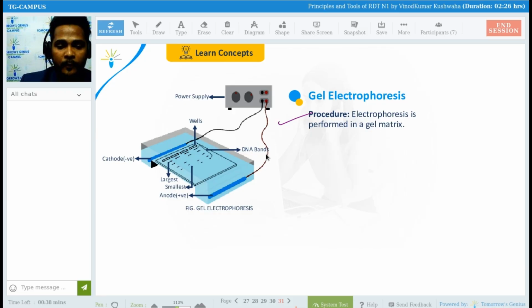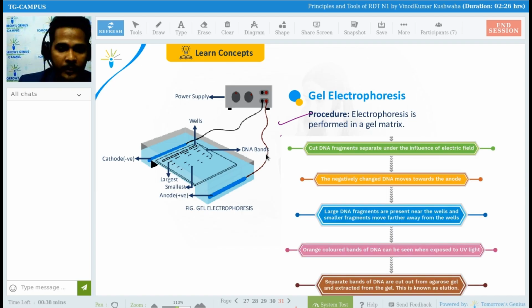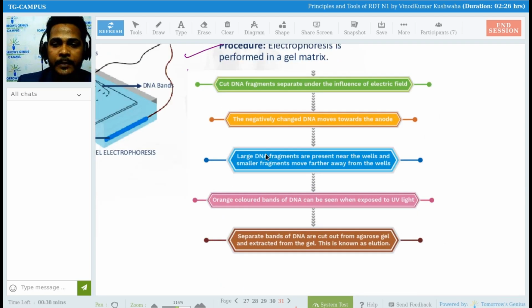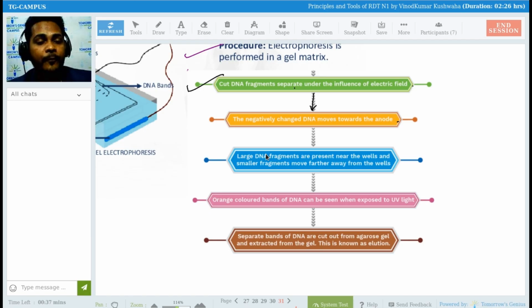These are the total 5 steps of the DNA procedure. Let's see here. First, you need to cut the DNA; the fragments separate under the influence of the electric field. Then the negatively charged DNA molecules move towards the anode. You know what the reason is. The large DNA fragments are present near the well, and the smaller DNA fragments move away from the well. So what is the well?